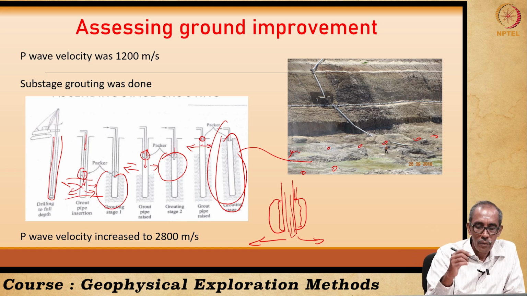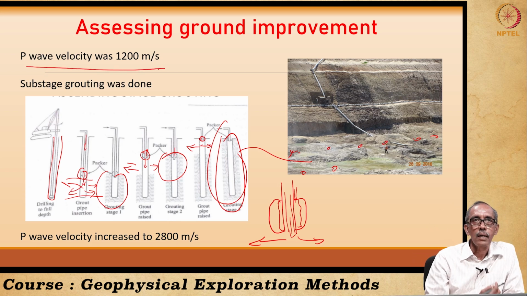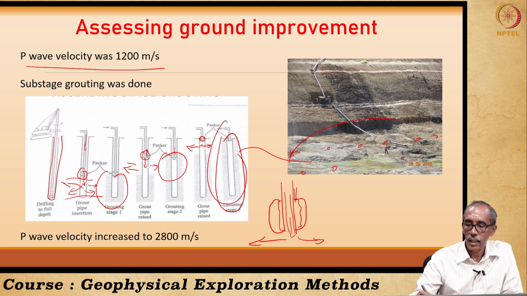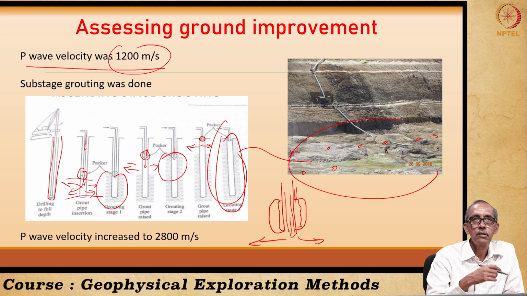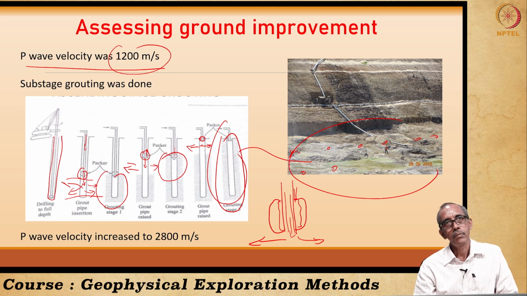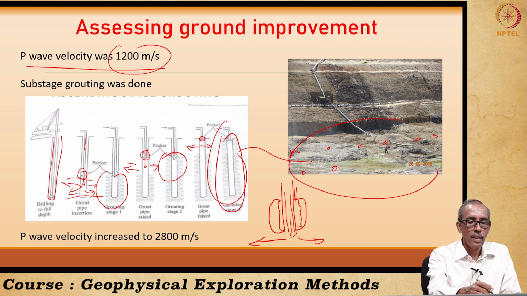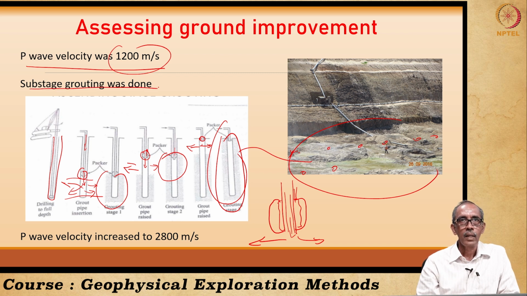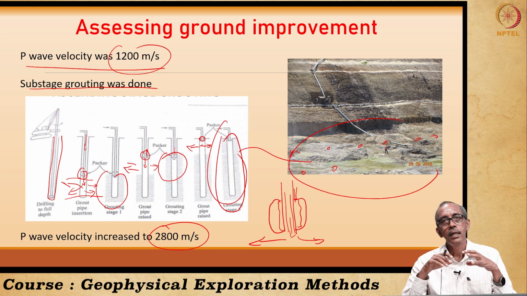So, what we have done is, before grouting we did some seismic refraction survey. That means we used the hammer blow method at a number of locations in the excavated site, and the average velocity which we could measure was only 1200 meter per second. After that we did this substage grouting. After grouting, when we repeated the survey, the velocity had increased by more than 2 times. It is nearly 3000 meter per second. So, what does this increase in velocity indicate? We have improved the ground.